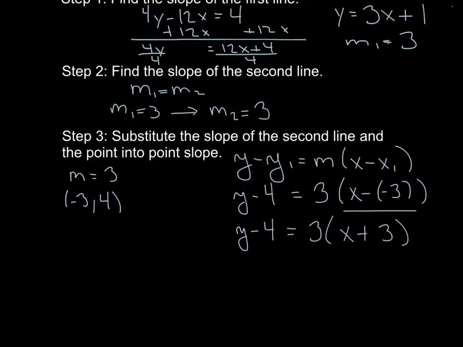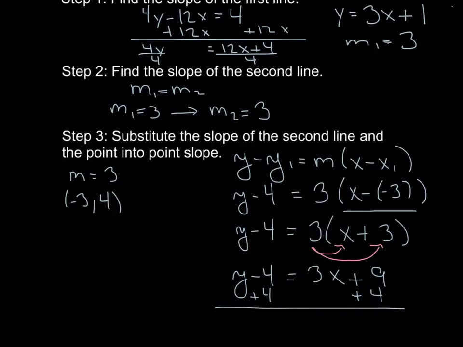From here, the steps are just the same as every other one we did. We're going to distribute the multiplication for 3. We're going to get 3x plus 9 on the right side. The left side stays the same for now. Now we want to get y alone. It's y minus 4, so we're going to add 4 to both sides. We're going to end up with y is equal to 3x plus 13. And there's our answer. Y is equal to 3x plus 13 is the equation we're looking for.